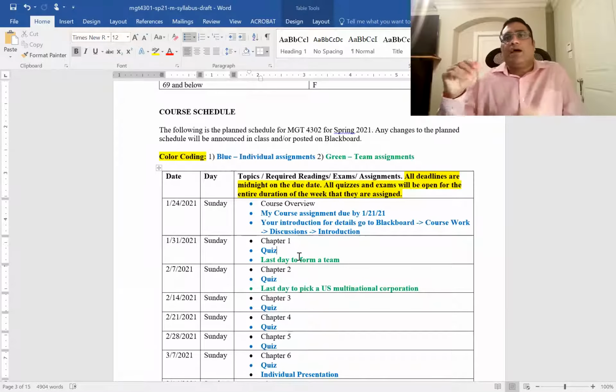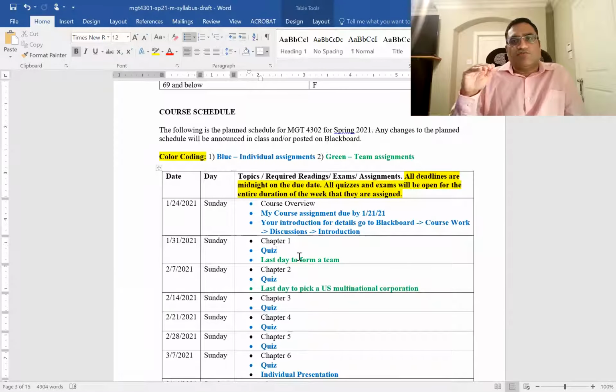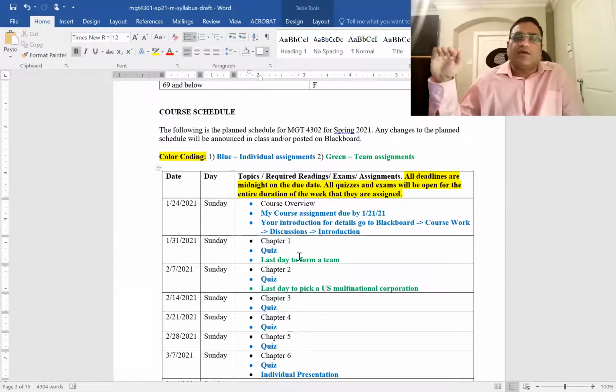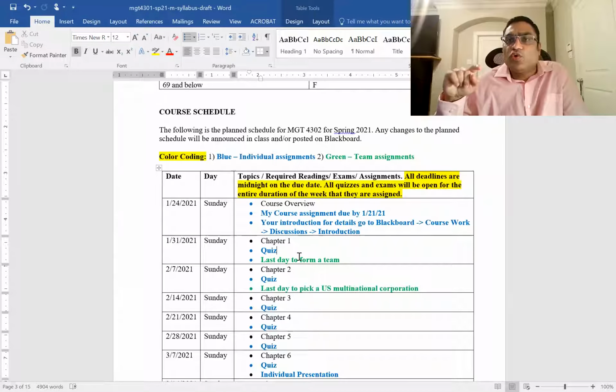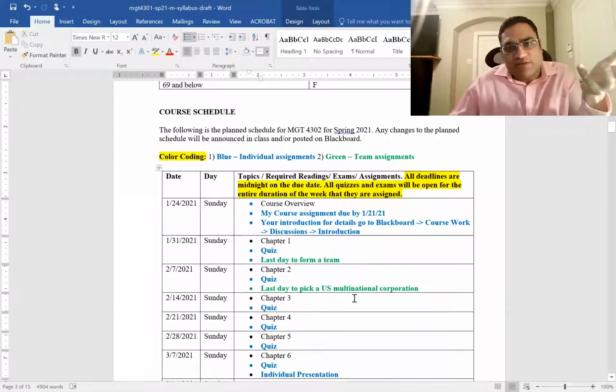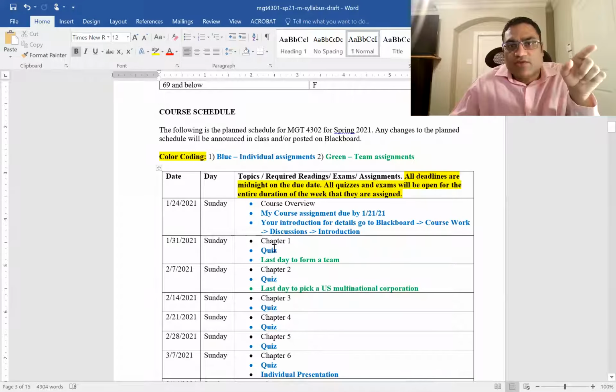By the way, I like to give you things from easy, then take it higher. So for quiz one, all these quizzes are open book, open notes. You have the book open, everything. But don't cheat, meaning don't talk to your friends, do it yourself. Next week is also the last day to form a team. You do that in Blackboard. Then the week after that, you're picking a multinational corporation, a US company that is global. By the way, all the green ones are the team things and the blue ones are the individual things.